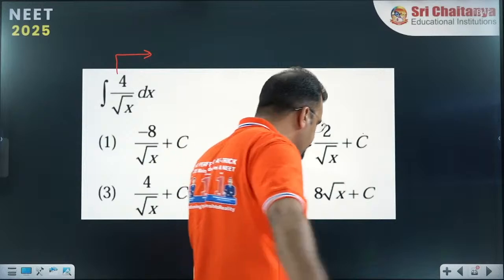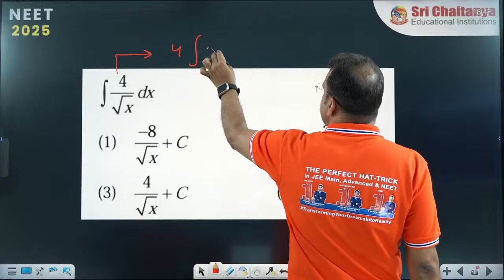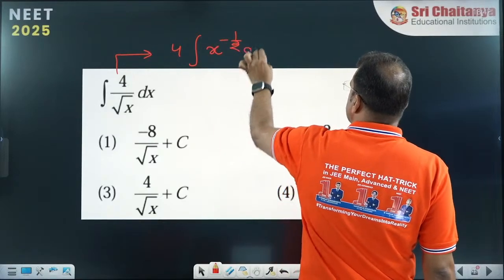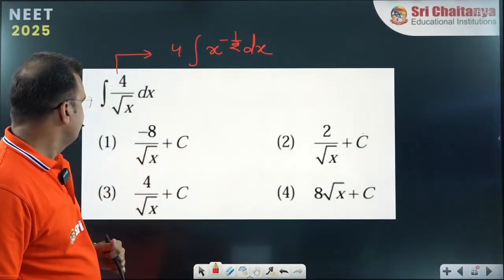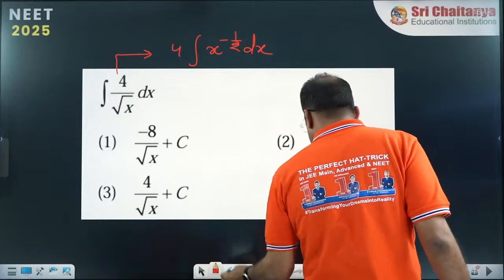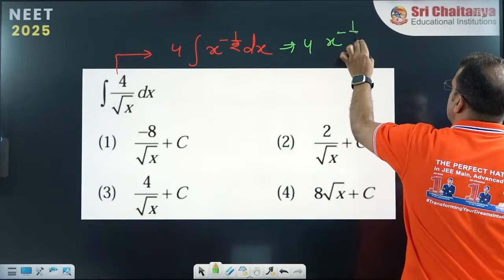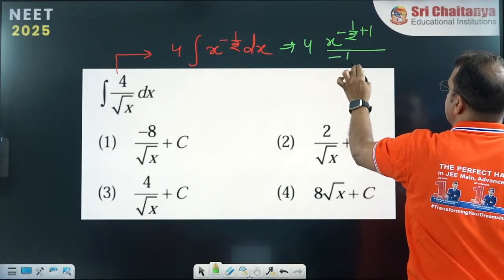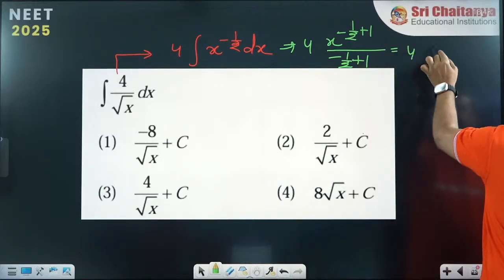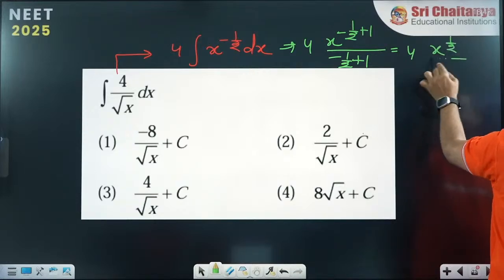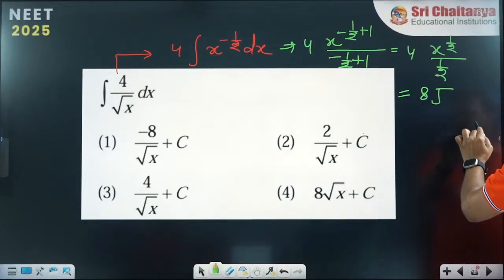Then in that question, same process. Still 4. This is root x, which means 1 by root x. Can I write it like x power minus 1 by 2 dx? Now do the same process. What is the answer? Yes, in that process 4 is going to be constant. x power minus 1 by 2 plus 1 divided by minus 1 by 2 plus 1. Then this is going to be 4 x power 1 by 2 divided by 1 by 2. This is going to be 8 root x plus c.